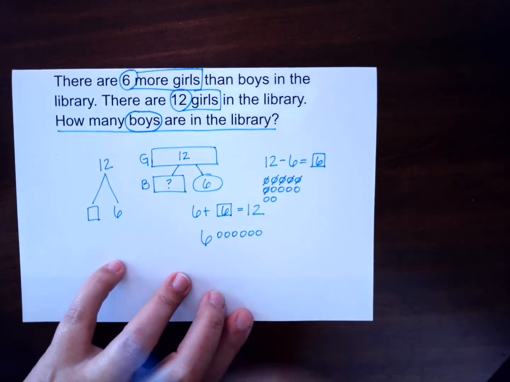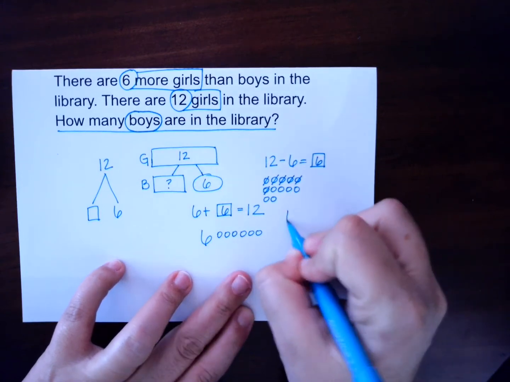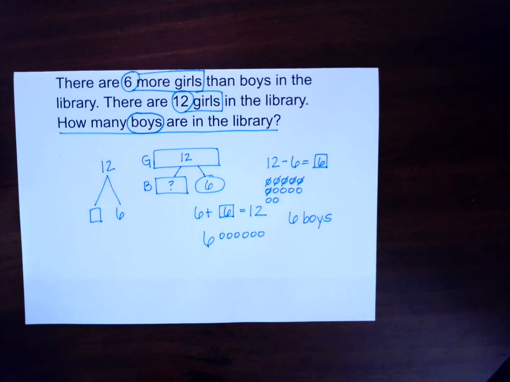And this time, if I look back at my label, how many? My label is boys. So 6 boys. All right. So not super complex, a little bit more in the writing of the problems, but still the same methods. All right, go ahead and grab your math books and open up to page 53.